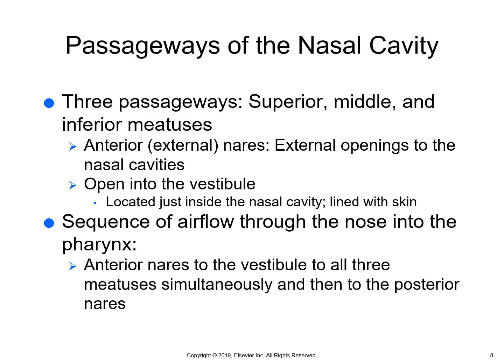So these passageways not only help filter the air that we breathe in, they also help warm and humidify that air before it enters our lungs. So the meatuses basically increase the surface area inside of the nose to improve not only air filtration, but also our sense of smell.